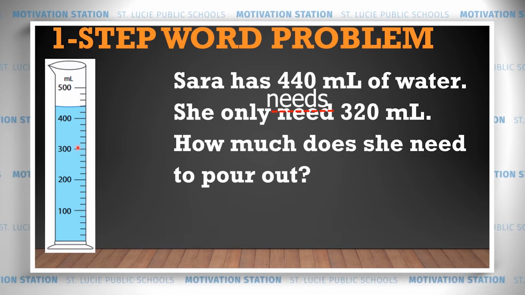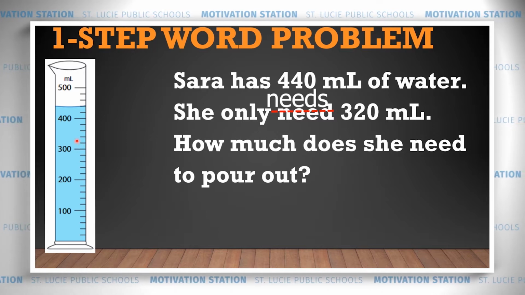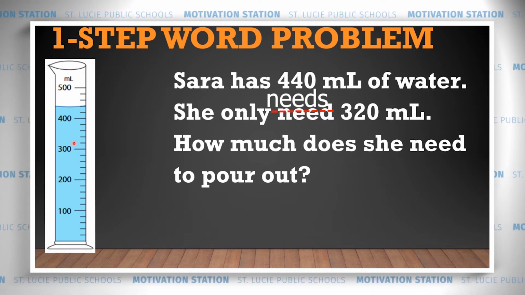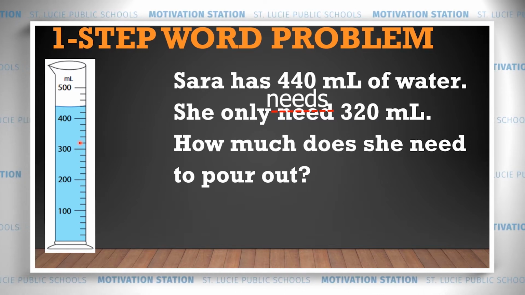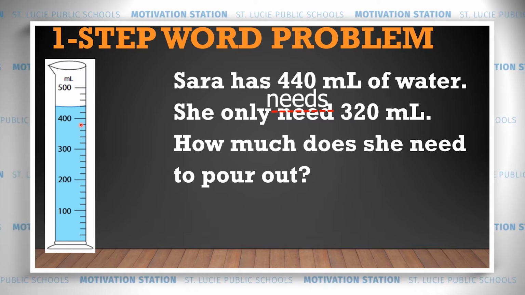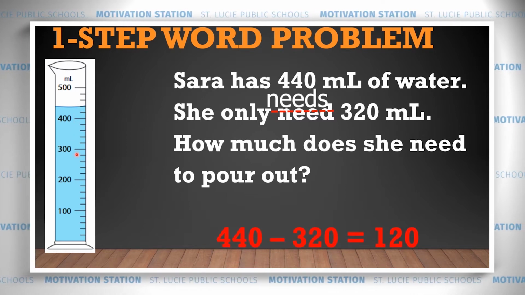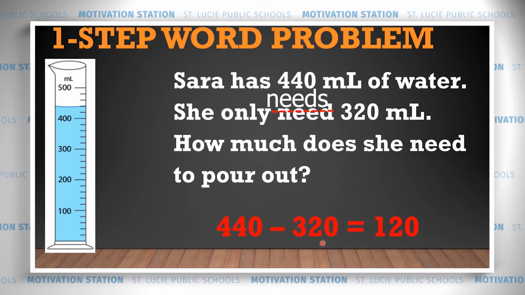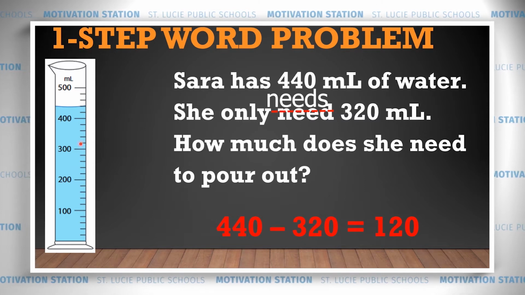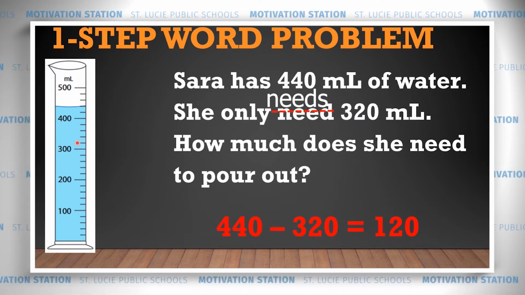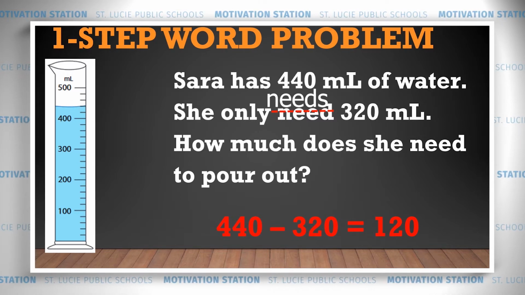Or there's another way. If I know she's got to land at this line, I could just count up to this line to find my answer. So she wants to land on 320, that would be 20, 40, 60, 80, 120. And so either way would work. I could find the difference in 440 and 320, and that's 120. Or I could count up from where the line needs to be to where it already is. And that's a subtraction volume problem.